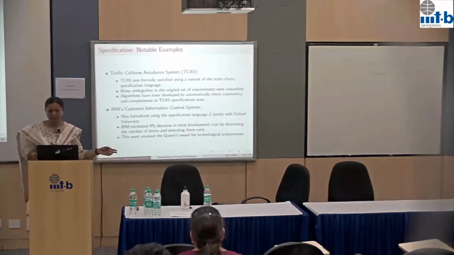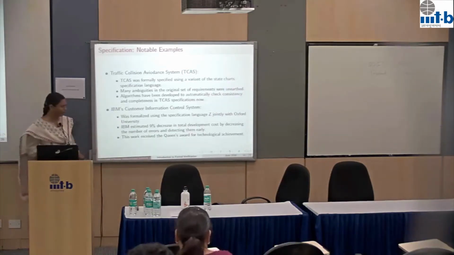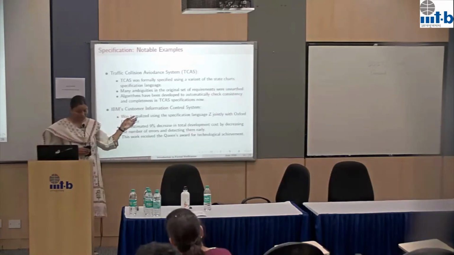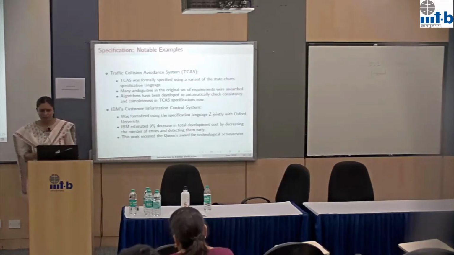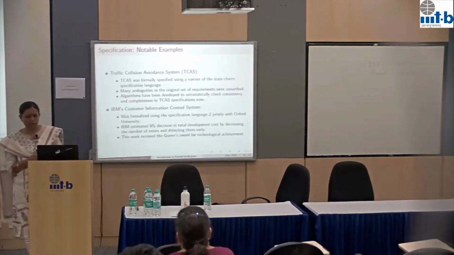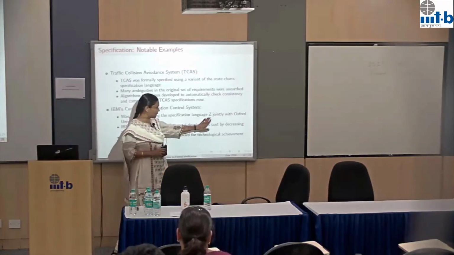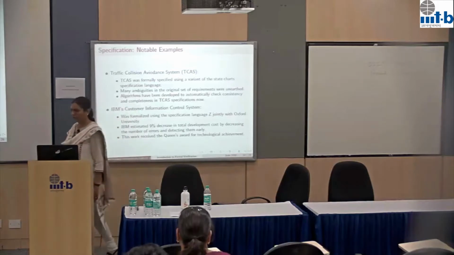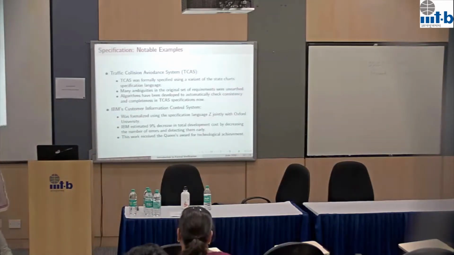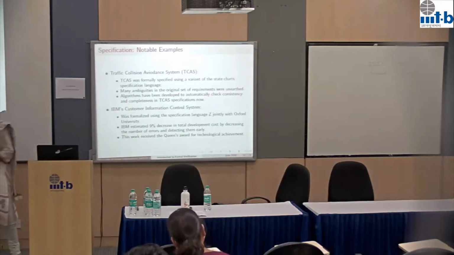This is another popular example. It's slightly old, but it's still useful. IBM has this CICS, Customer Information Control System. Oxford University in the UK used a specification language called Z. Z is a language that's based on set theory and first order logic to formally specify this. And IBM estimated a 9% decrease.